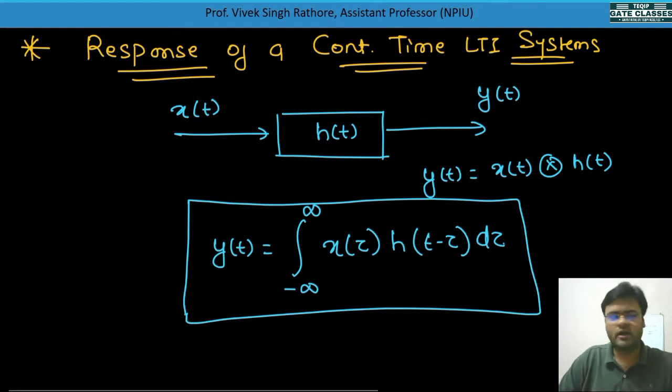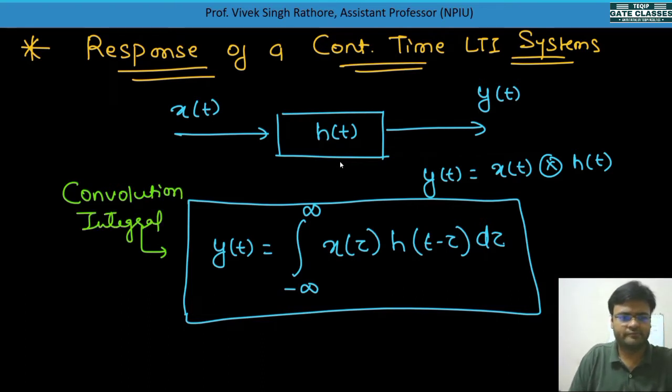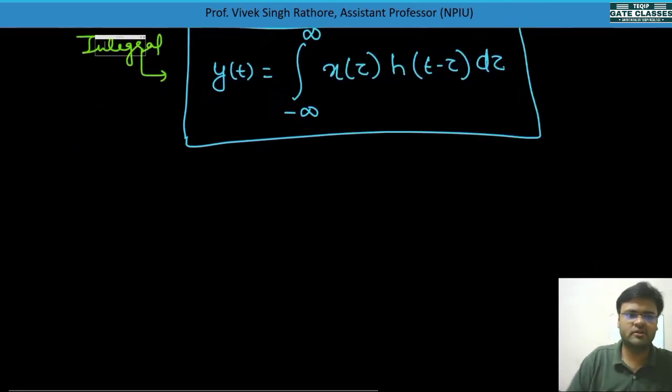Whenever you give an impulse as input, you will get your output as your impulse response, that is h(t). This is also called the convolution integral. Earlier we saw the convolution sum, where we were seeing sum values. Here we are seeing integral values, so this is called the convolution integral. The graphical procedure will be the same as that of a discrete time LTI system.